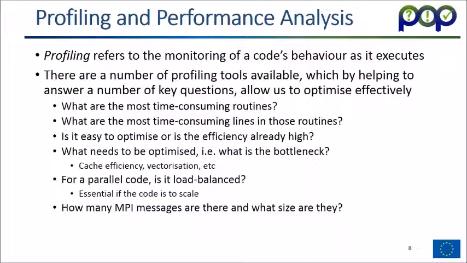Another important question, what needs to be optimized? In other words, what is the bottleneck in the code? It could be efficient use of cache, or is the code being vectorized enough? And in terms of a parallel code, you want to know whether it's load balanced, whether the work's split equally among the processors you have, and that's essential if a code is to scale. And if the code's MPI, it's useful to know how many MPI messages there are and of what size.